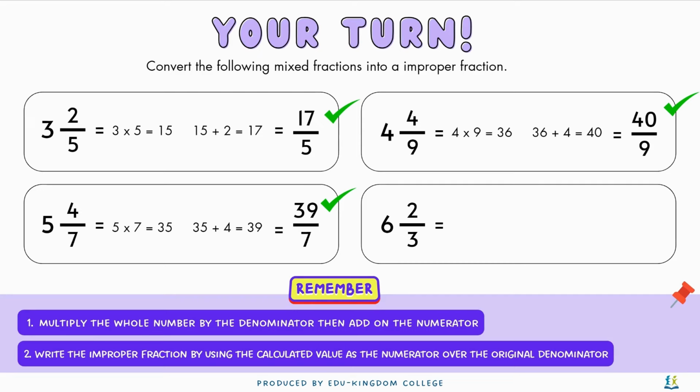Then we have 6 and 2/3. 6 times 3 gives 18. 18 plus 2 gives 20, so the answer is going to be 20 over 3. Just remember there's 2 simple steps. Multiply the whole number by the denominator and add on the numerator. Write the improper fraction by using the calculated value as the new numerator over the original denominator.